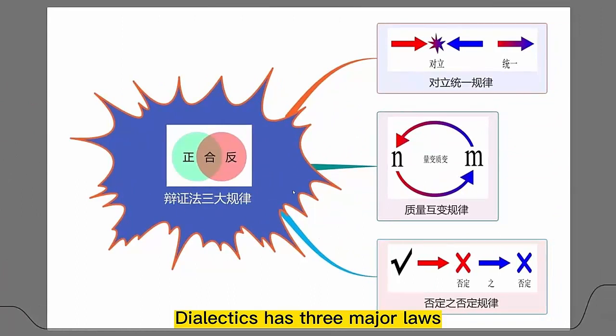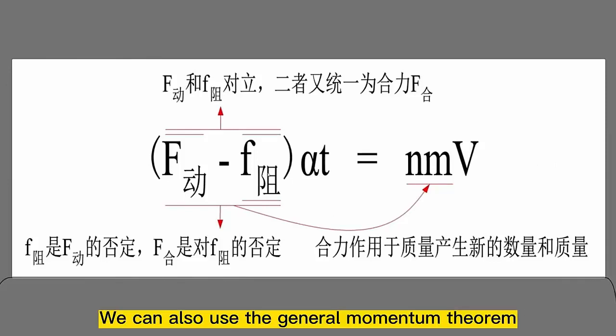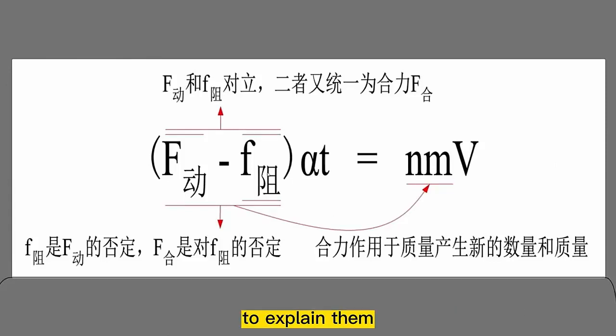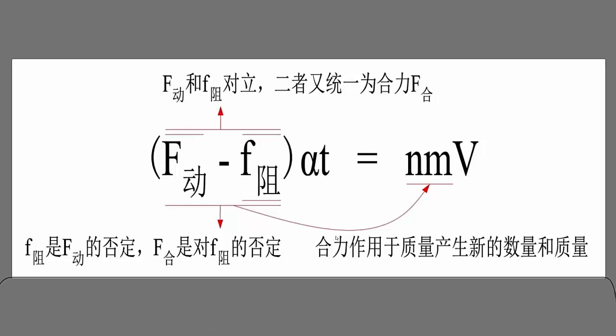Dialectics has three major laws, namely, the law of unity of opposites, the law of mutual change of quality and quantity, and the law of negation of negation. We can also use the general momentum theorem to explain them. Power and resistance are opposites, and power and resistance are unified into a combined force.